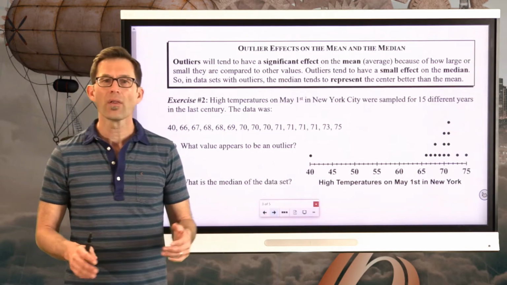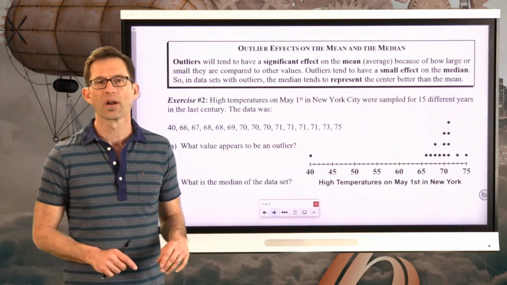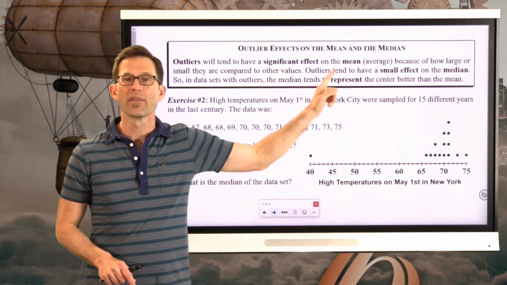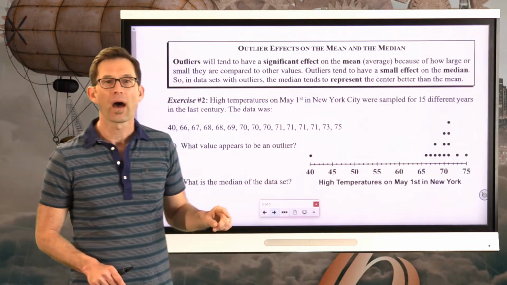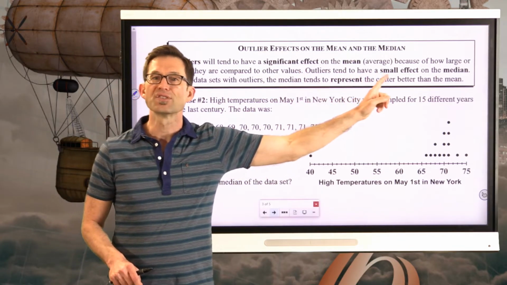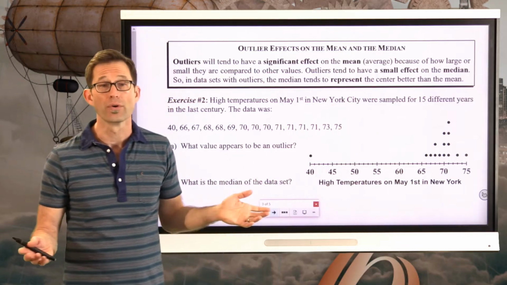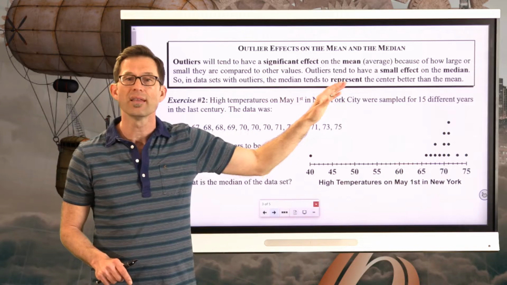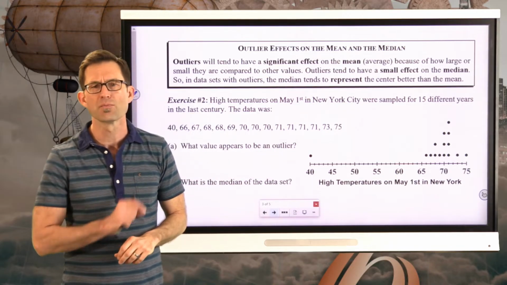All right, outlier effect on the mean and the median. We just kind of talked about this, but let me reiterate. Outliers will tend to have a significant effect on the mean, the average, because of how large or small they are compared to the other values. Outliers tend to have a small effect on the median, or no effect at all. So in data sets with outliers, the median tends to represent the center much better than the mean.